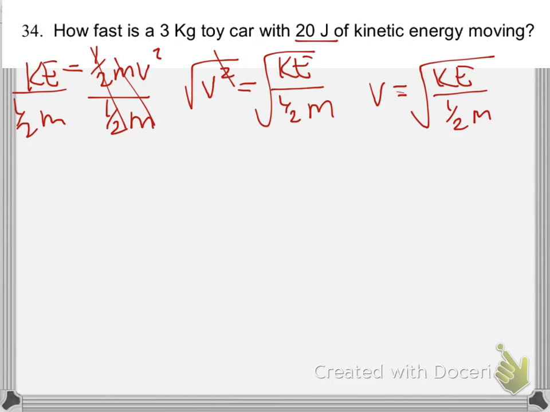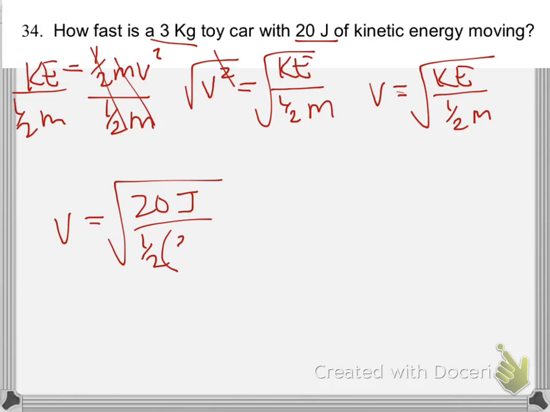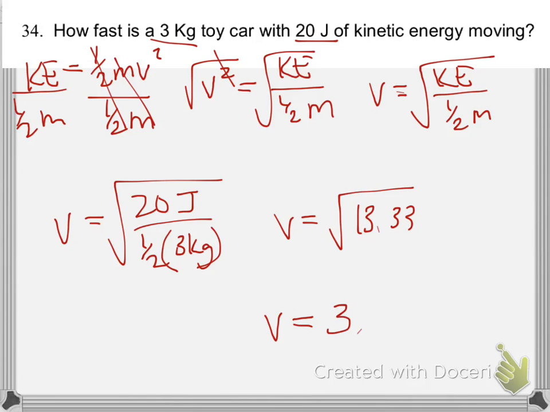Again, we have our kinetic energy and we have our mass, so we can plug in to solve. So our velocity equals the square root of 20 joules divided by half of our 3 kilograms. That gives us a velocity of the square root of 13.33. So our velocity ends up as 3.65 meters per second.